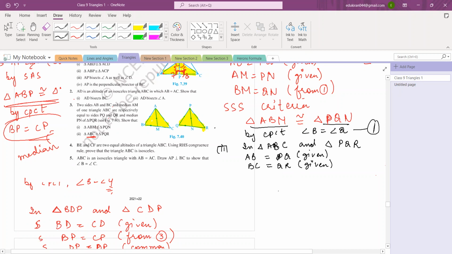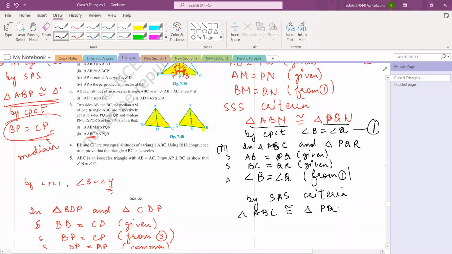Okay. Let this be my equation number 1. So I can make use of angle B is equal to angle Q from 1. So which criteria does it become? Two sides, one angle. So I can write by SAS criteria, these two triangles are congruent. Triangle ABC is congruent to triangle PQR.